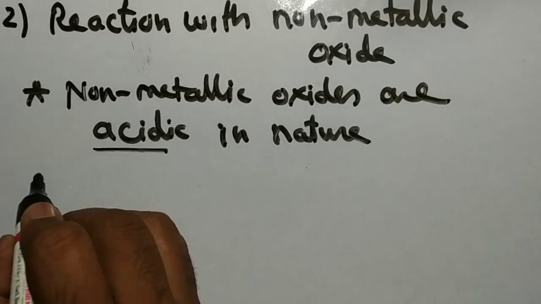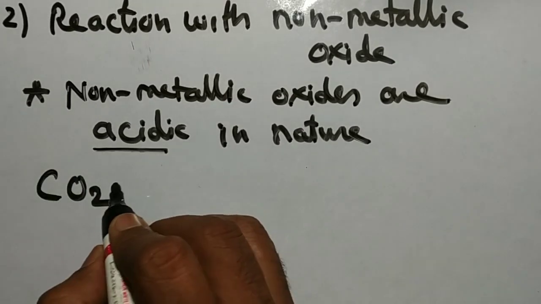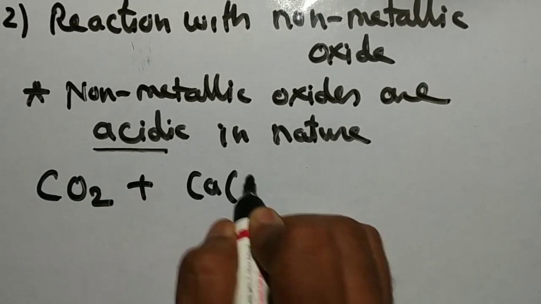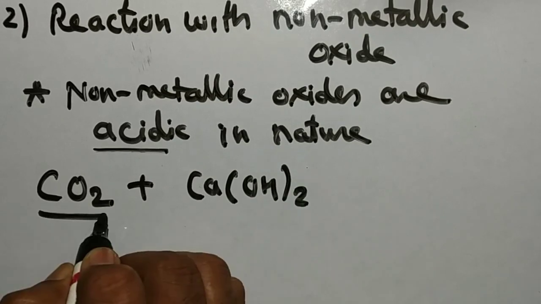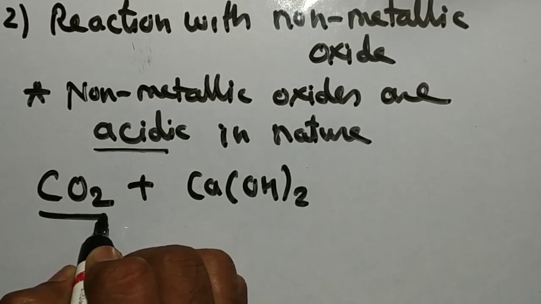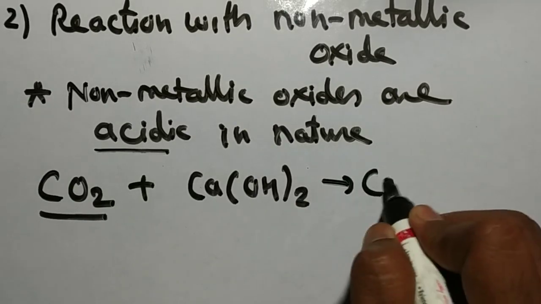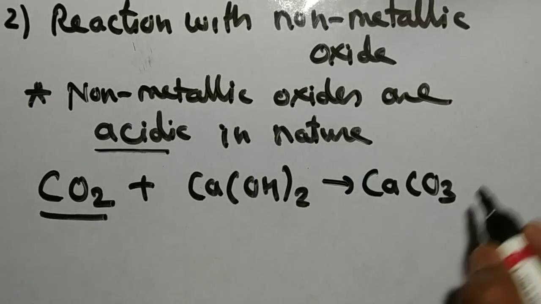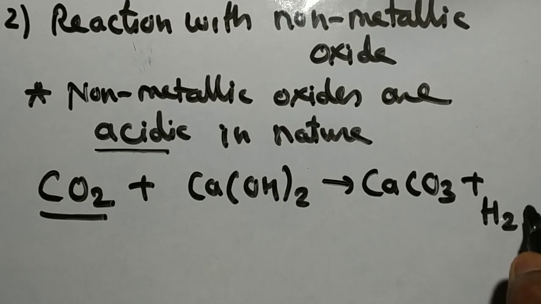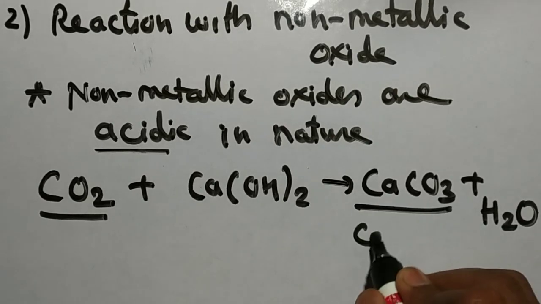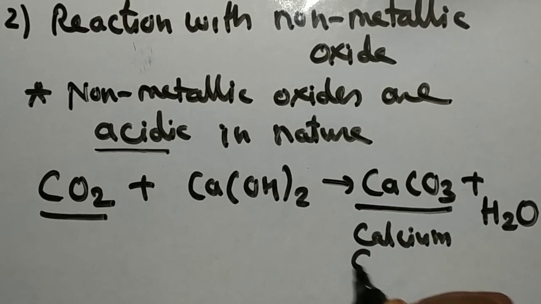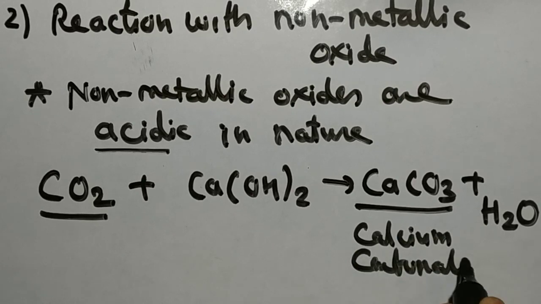Now see, when carbon dioxide reacts with calcium hydroxide, see here, carbon dioxide is acidic in nature and it is a non-metal oxide. Carbon is a non-metal and this is its oxide. So it will give CaCO3 plus H2O. The name of this one is calcium carbonate. This one is slaked lime.